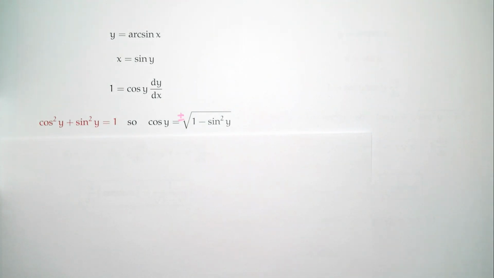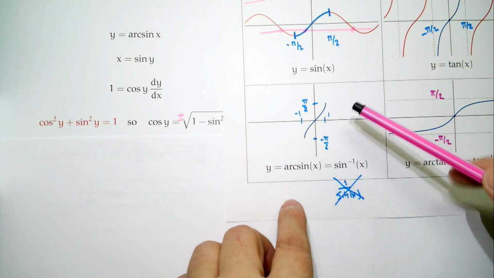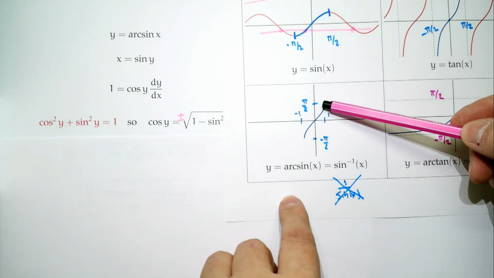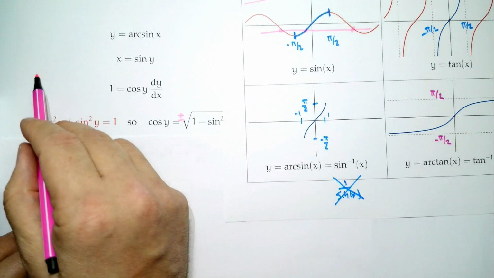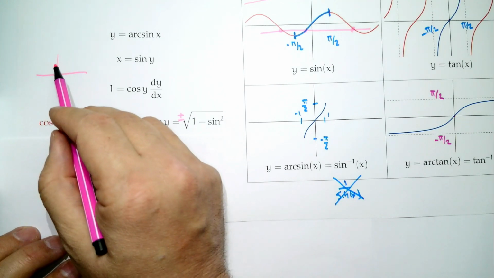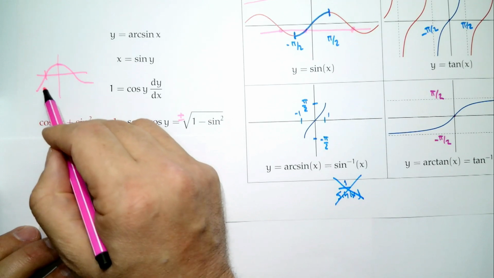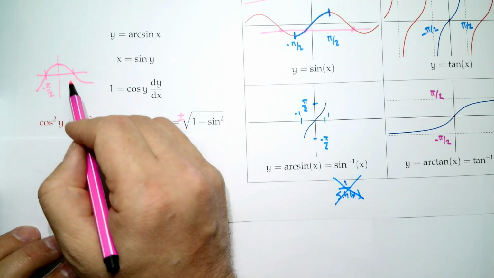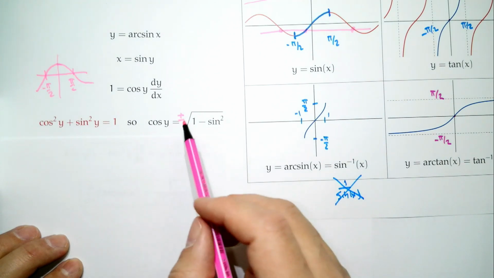Now, what's my get out of jail free card? Remember, we're dealing with arc sine of x. What did we say about arc sine of x? Where does arc sine of x fall between? Negative pi over 2 and pi over 2. Now, look at your cosine function. If you graph the cosine function, between negative pi over 2 and positive pi over 2, what's true about the cosine? It's greater than or equal to 0.